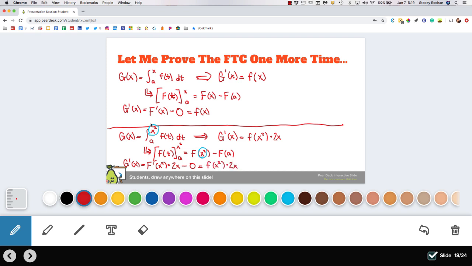So that's why, see, we're plugging in this, and then we're taking the derivative. And so that's why we always chain whatever the bound is. Chaining this bound is 2x. Chaining this bound is 0. Derivative of a constant is 0. So that's why it drops off. So that is really important, that you understand why the fundamental theorem of calculus works.